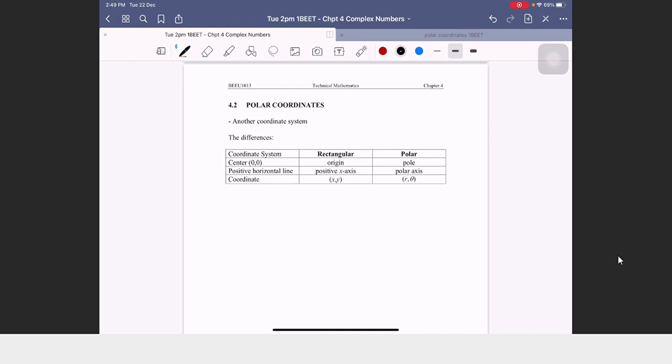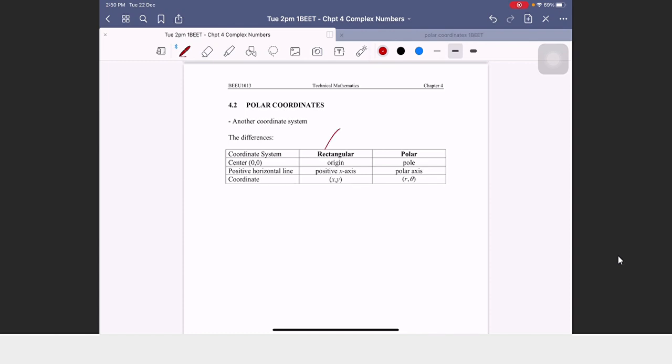So polar coordinates is one special topic in which later we will see that we are going to deal with complex numbers in polar coordinates. That's why we have one topic in our chapter 4 which introduces you to what we call polar coordinates. Polar coordinates is just another coordinate system besides rectangular coordinates.